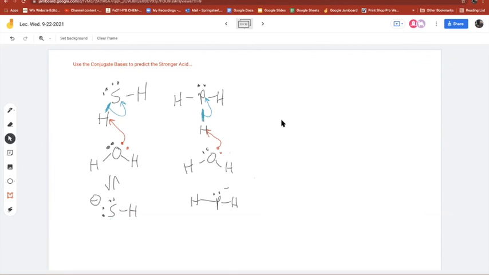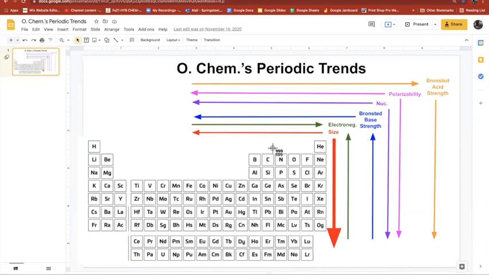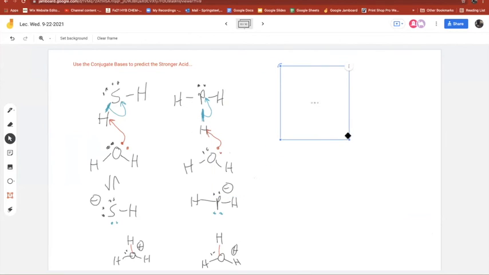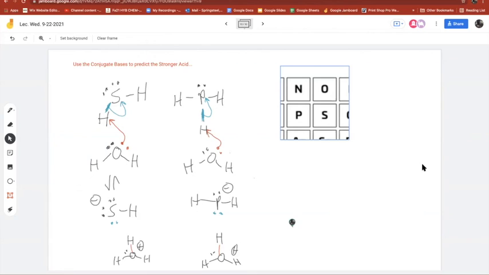Oh, trying to be fast and I'm making it too sloppy and it's slowing me down. There we go. Red, boom, boom. Okay. So phosphorus, is that more or less electronegative? Phosphorus is to the left. So it's more or less electronegative than sulfur. Phosphorus is less electronegative.